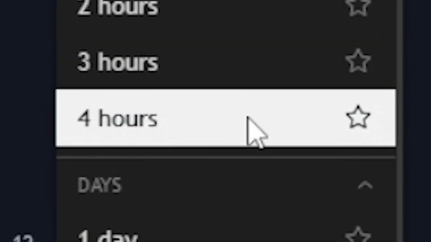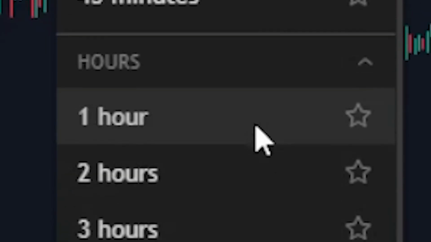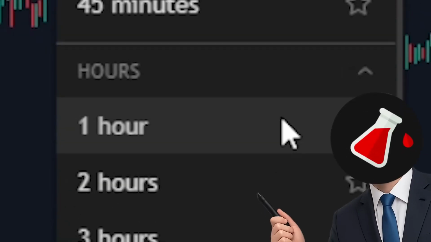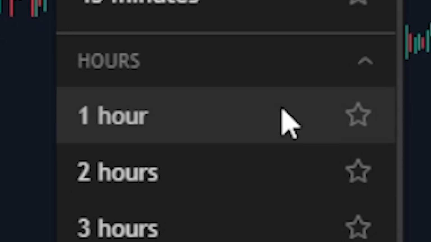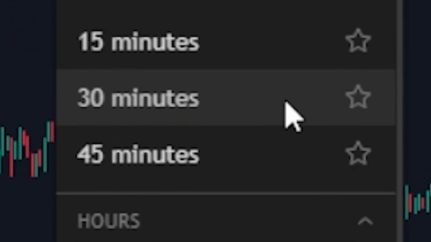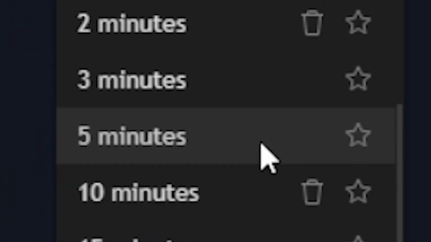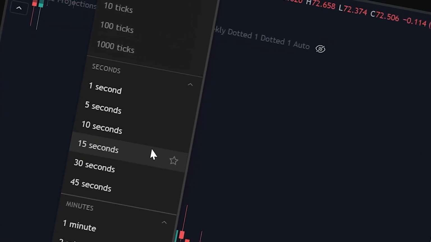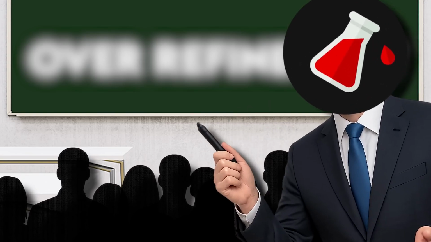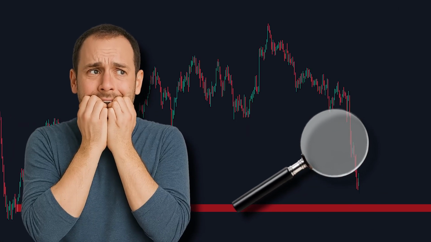Well, if I can get a better entry from going from the 4 hour to the 1 hour, that also means I can get an even better entry from going from the 1 hour to the 30 minute, then the 30 to the 15, then the 5, and then continuously go all the way down to the very millisecond. And that, my friends, is what I'm gonna call over refinement. Over refinement is a problem simply because of this reason.